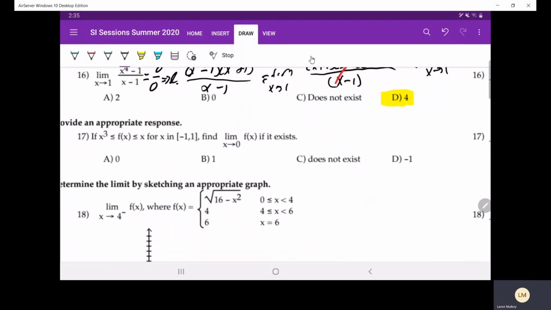If x cubed is less than or equal to f of x is less than or equal to x for x between -1 and 1, then the limit as x approaches 0, if it exists, this is the sandwich theorem or squeeze theorem. The limit for x cubed has to equal the limit for x. And since they both equal 0, you can say via the squeeze theorem, the limit of f of x as x approaches 0 is 0.